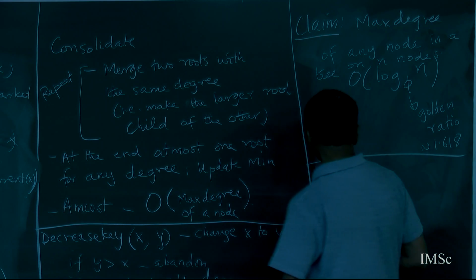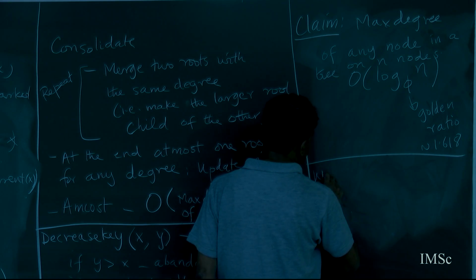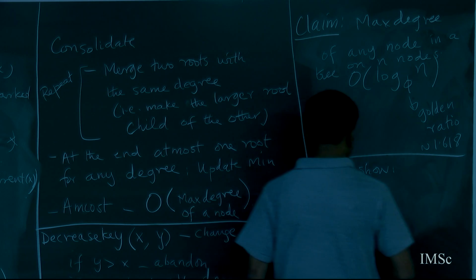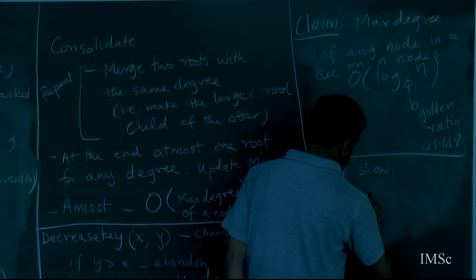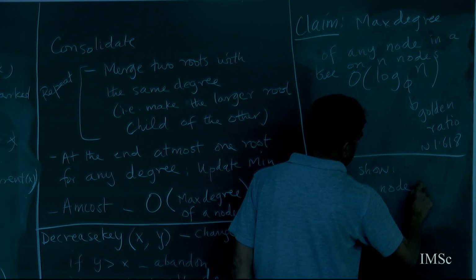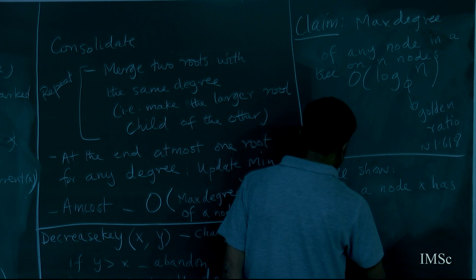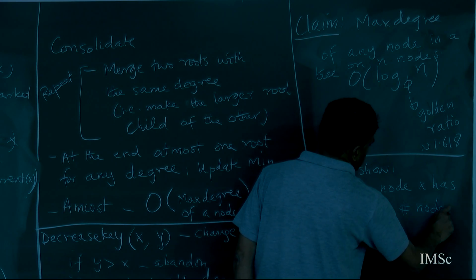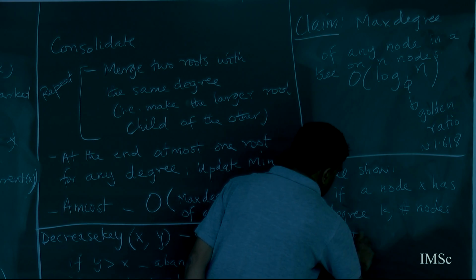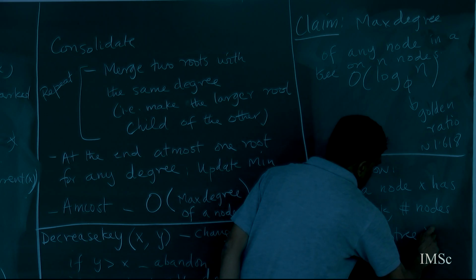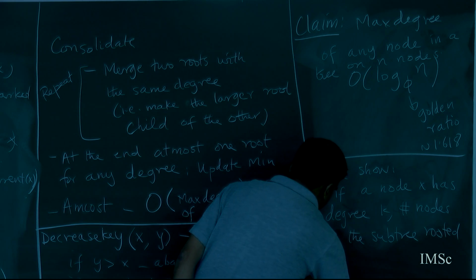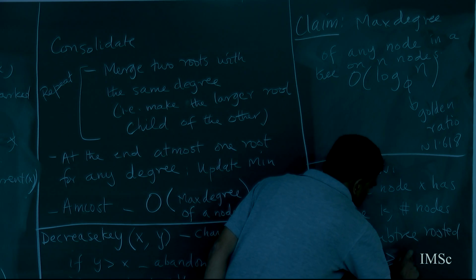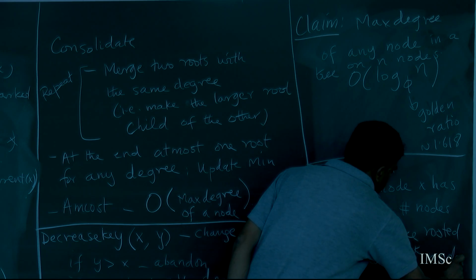And the way we will show this is by saying, if a node X has degree k, the number of nodes in the subtree rooted at X is at least phi to the k. This is what we'll show.